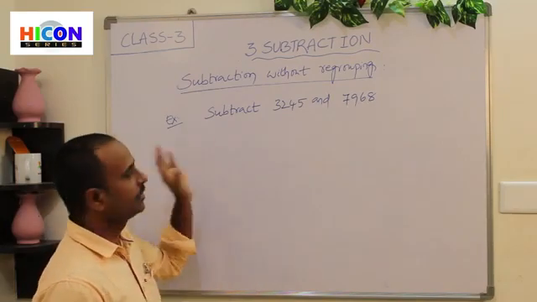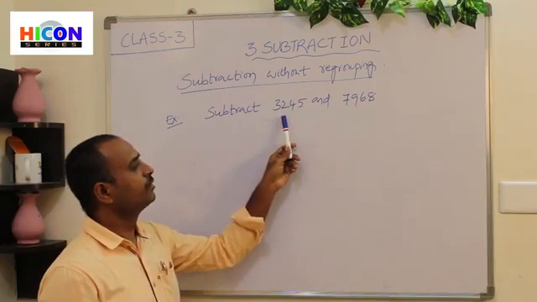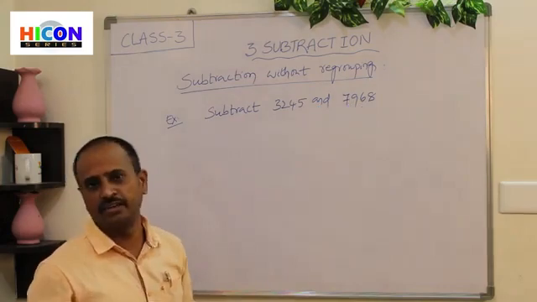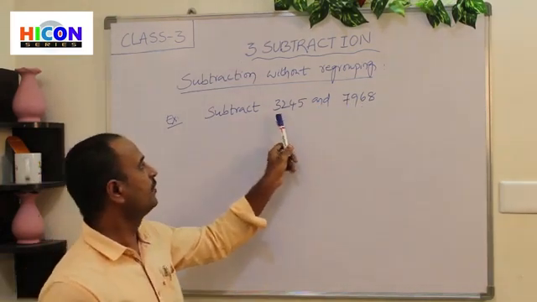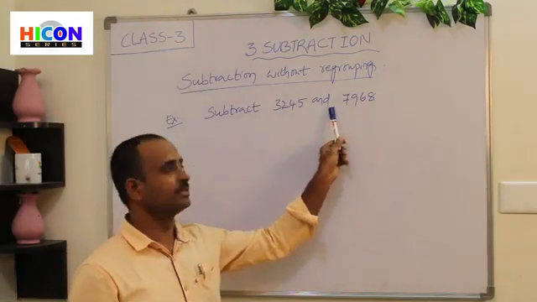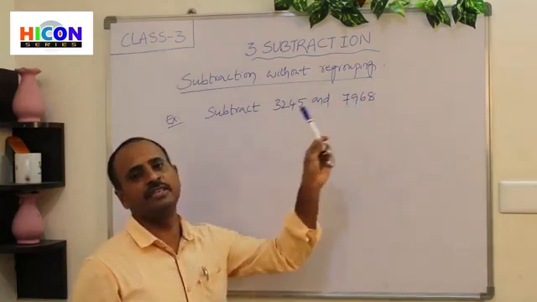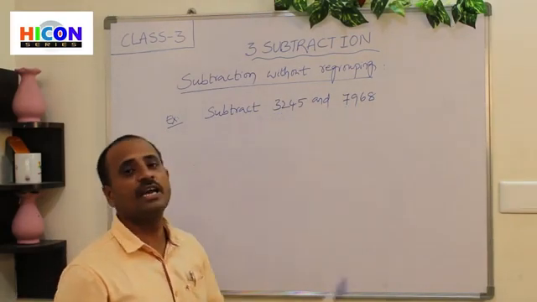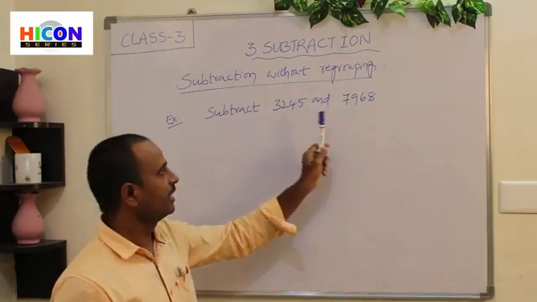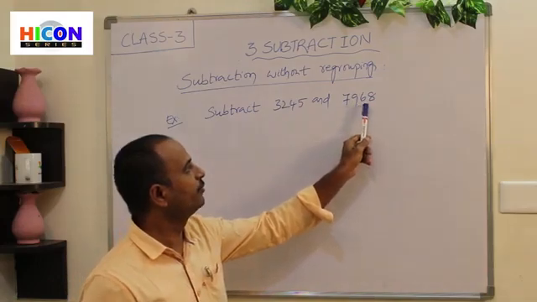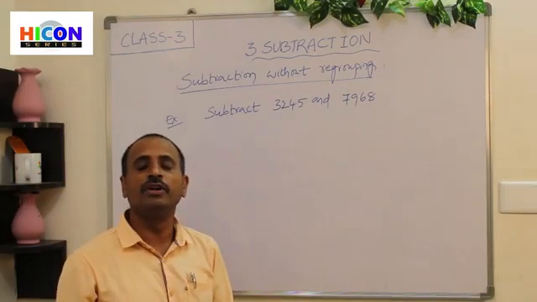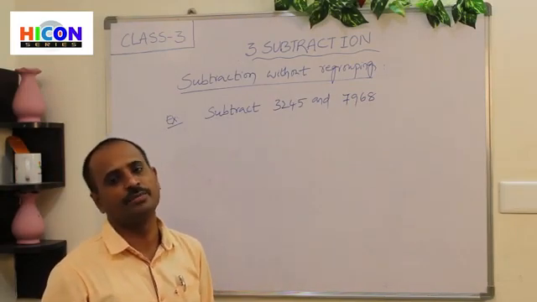See an example. Subtract 3,245 and 7,968. These are the two numbers. The first number is 3,245 and the second number is 7,968. Here both numbers have how many digits? 4 digits: 1, 2, 3, 4. In the second number also 1, 2, 3, 4. They have 4 digits. Here the two numbers are 4-digit numbers. Now we will practice the subtraction of 4-digit numbers here.